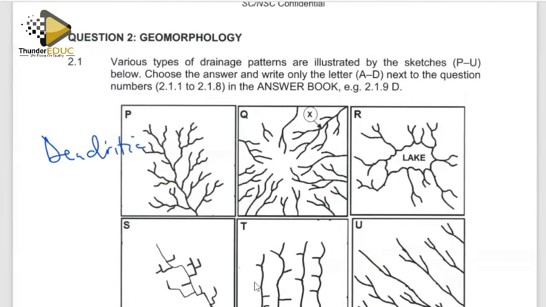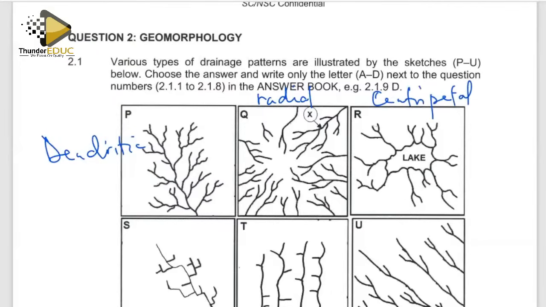This one that we see here, Q, we are seeing that the streams are radiating from a focal point, which is likely to be a high-lying area, for example, a volcanic dome. They will be radiating outwards from that high-lying area, which is a focal point where their sources are. This is what we call the radial pattern. And this one here, we are seeing that there's a lake at the center, and the streams are starting from high-lying areas feeding into a low-lying area. This is what we call centripetal.